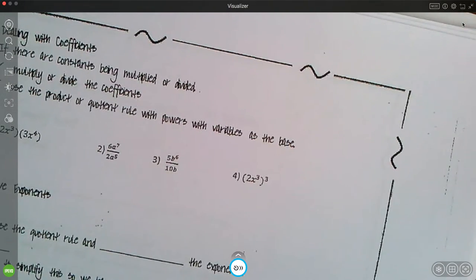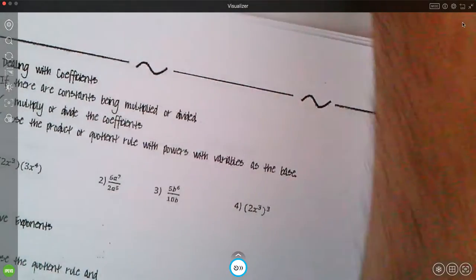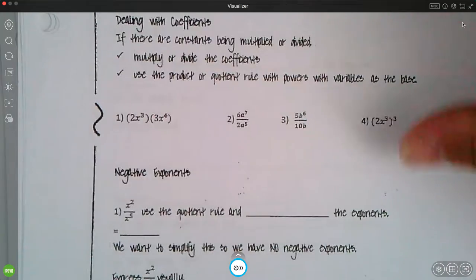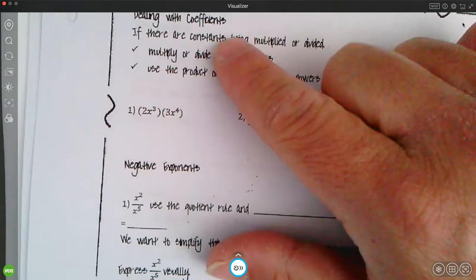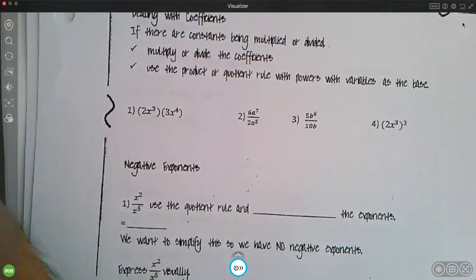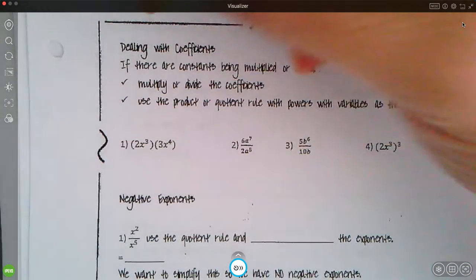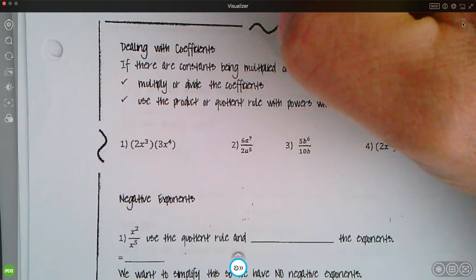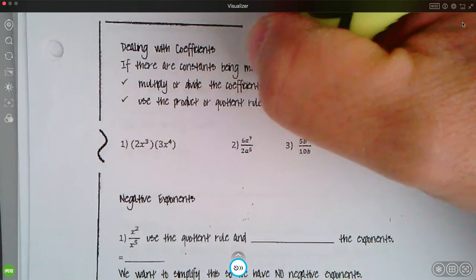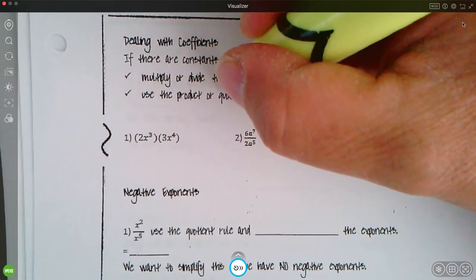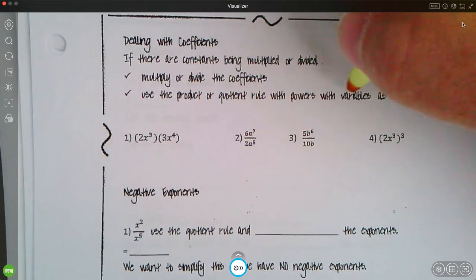We're going to continue some video reference, expanding our knowledge of exponent rules and the properties and simplifying them. So in the next part, we're going to continue our rules with some dealing with coefficients, okay? So coefficients are the constants being multiplied or divided. So multiply or divide the coefficients like normal, and then use the product or quotient rules that we learned last week with the variables with the same base.